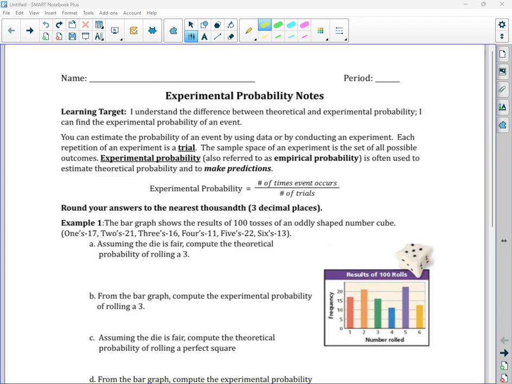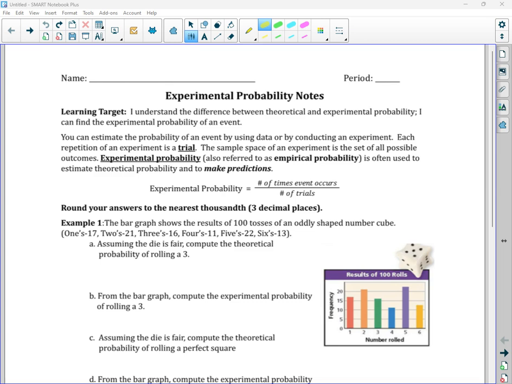You can estimate the probability of an event by using data or by conducting an experiment. And each repetition of an experiment is a trial. The sample space of an experiment is the set of all possible outcomes. Experimental probability, also referred to as empirical probability, is often used to estimate theoretical probability and to make predictions.